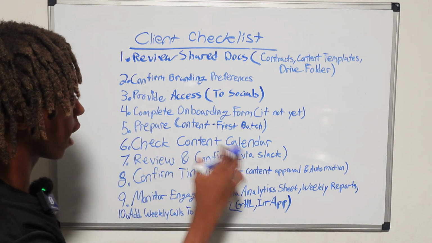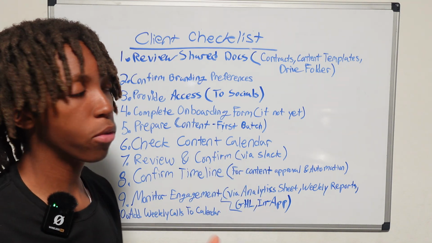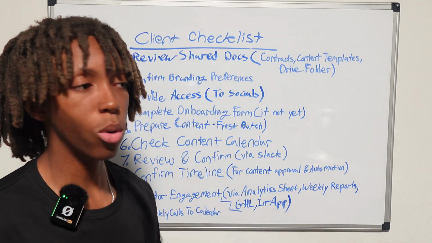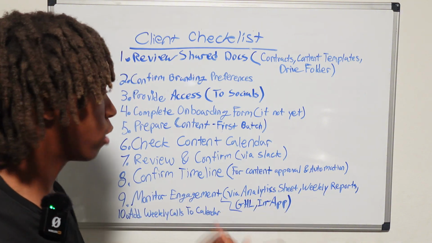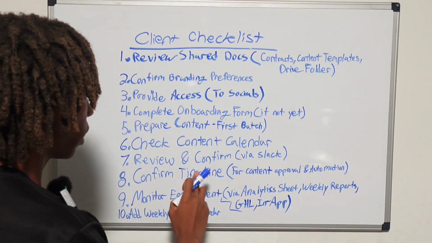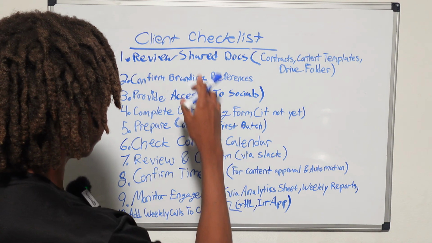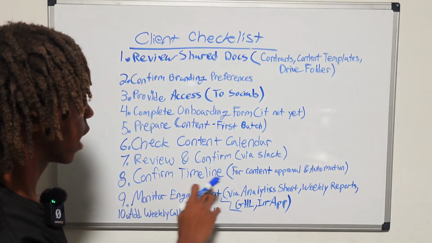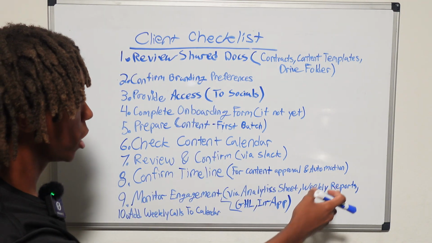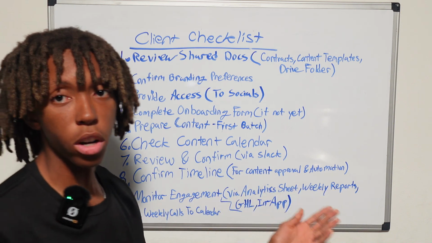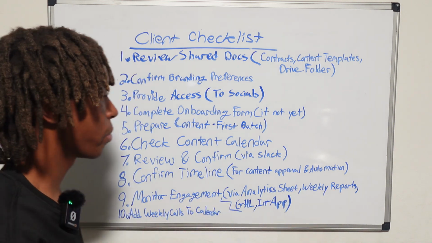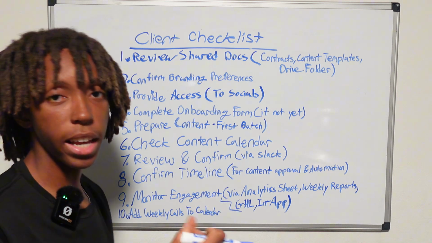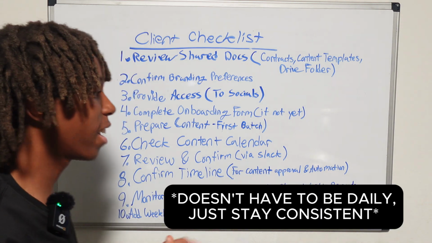6, I want them to check the content calendar. So it's going to be a calendar full of all the content that we have planned. I want them to check it and then confirm if they like it or if they dislike it. I want them to review and confirm via Slack everything so far. I want them to confirm the timeline for content approval and automation because we're going to have multiple different automations running, but we'll explain it all to them. As well as content is going to be posted daily. Of course, we have to be consistent with that.